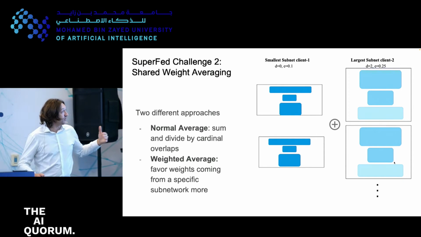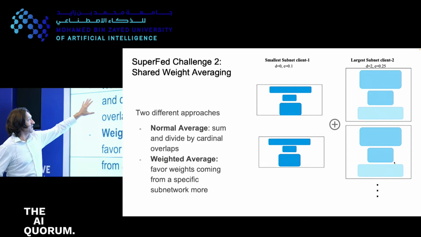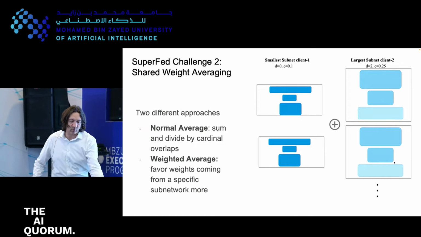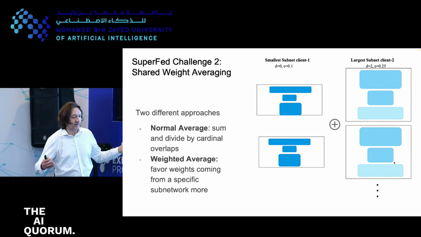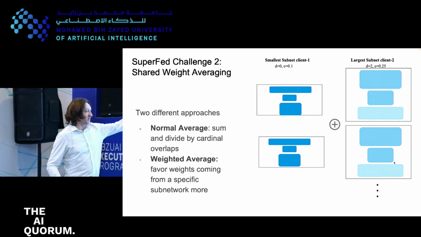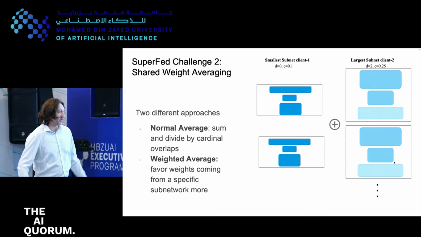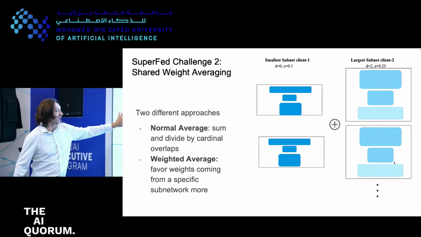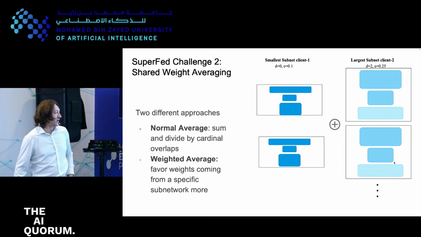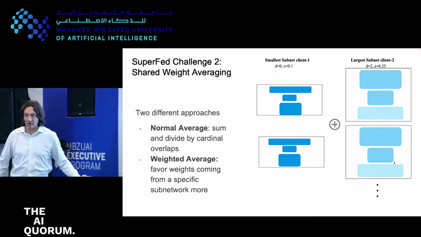And so there are 2 different approaches to dealing with aggregation. The normal one is just sum it up and divide by the cardinality of the overlaps. So if a particular weight was contributed to by, let's say, 3 clients, then you sum it up and divide it by 3. If it's by 2 clients, you sum it up and divide it by 2, and so on and so forth. That's pretty straightforward. What we are doing is using the weighted average approach, where we favor the weights that are coming from a specific subnetwork more, and there are reasons for that.